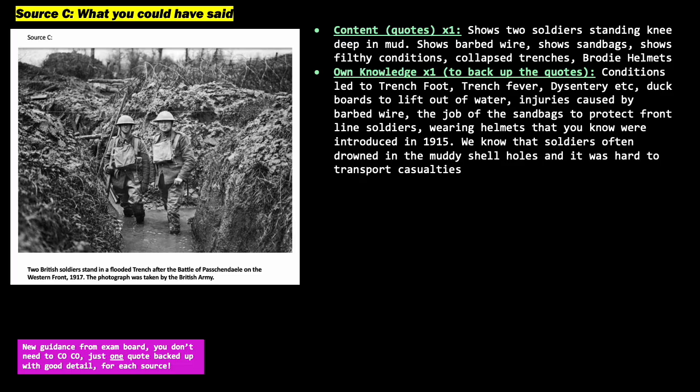They're wearing those helmets from 1915, the Brodie helmets, because obviously they're expecting some head injuries based on experience. We know that soldiers also drowned in the muddy shell holes, and it was hard to transport the casualties, those stretcher bearers. So there's a load of own knowledge that you could definitely bring in to support 2 of those quotes.